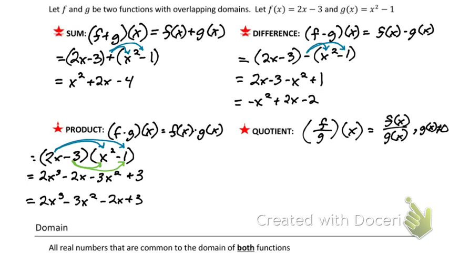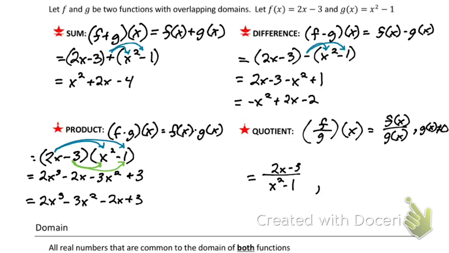So when we're doing f of x over g of x, that is just going to be 2x minus 3 over our g of x, which is just x squared minus 1. I'm not asking us to simplify it. We'll learn how to divide these later, hopefully if we have time, using synthetic and regular division. But right now we're just going to leave it as is. We have 2x minus 3 over x squared minus 1.